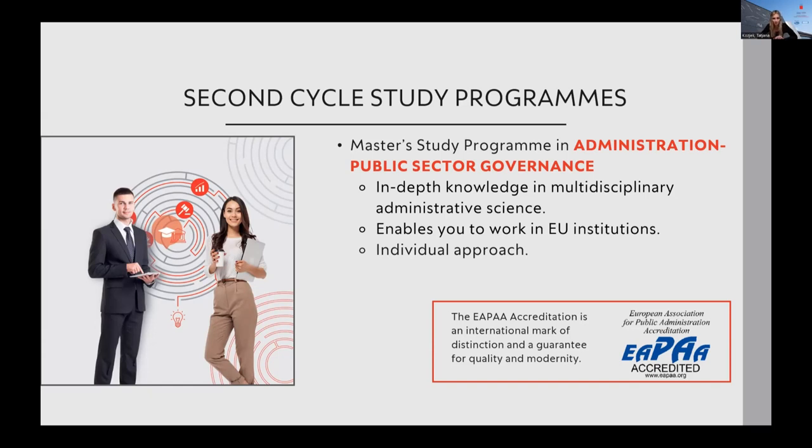So you can also be employed in EU institutions. This model is especially connected with employment in EU institutions. Both second cycle study programs are very individually approached. We are not such a huge faculty, therefore we can have a very individual approach from teachers to students, and we also have tutors for students, so that you can easily study at different programs.